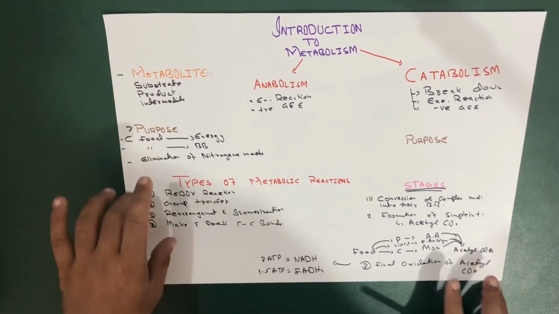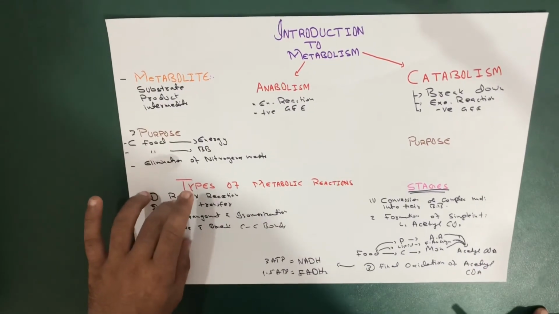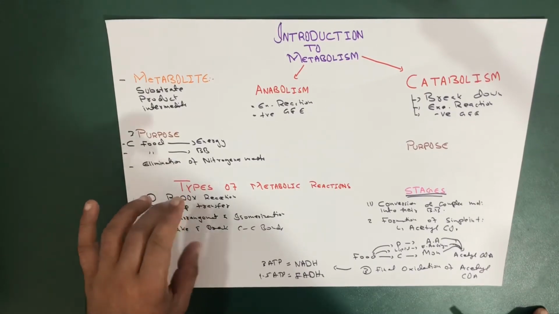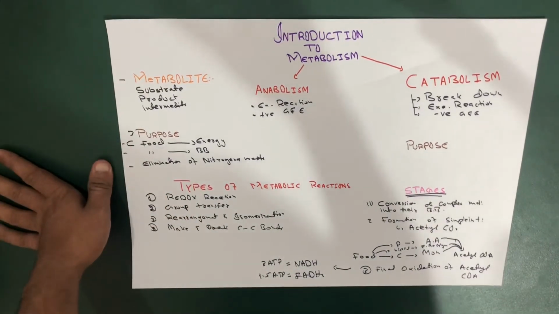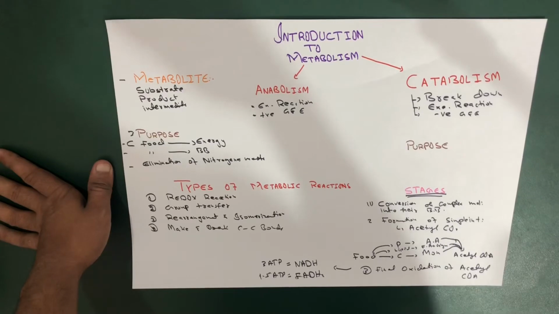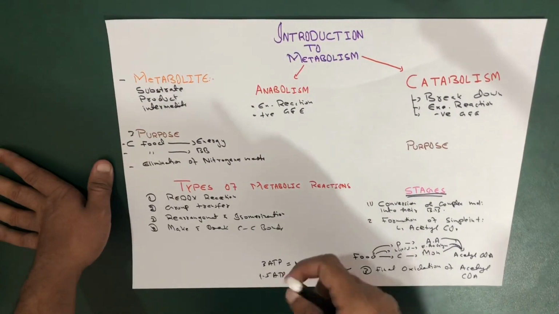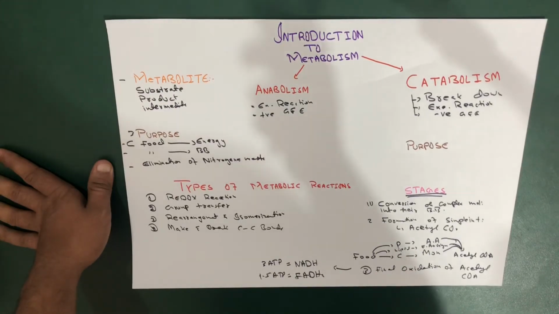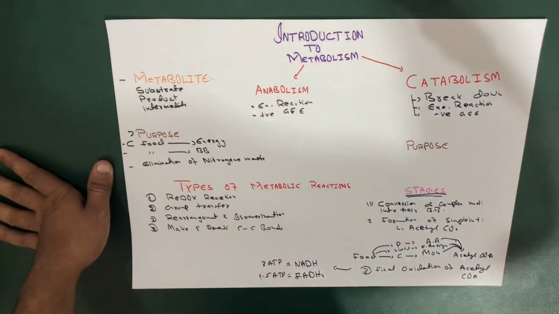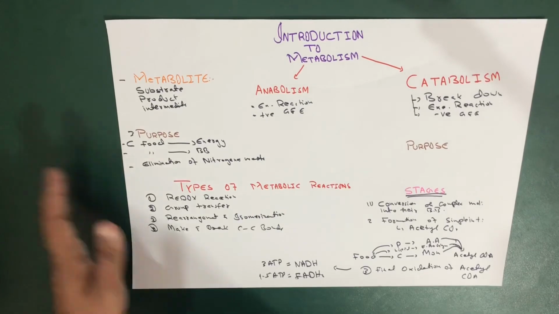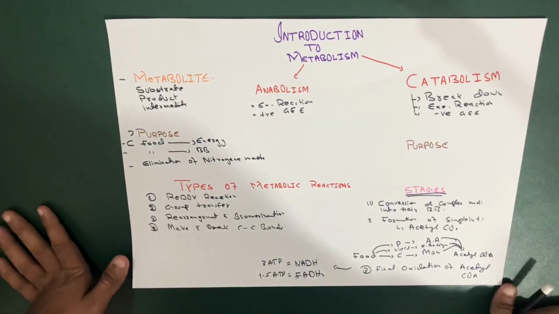One thing more to add: there are many enzymes, around 2,000 enzymes, and each enzyme is specific for specific reactions. That should be clear. All reactions do not go through the same enzyme. There are different enzymes, specific for different reactions. And that's it regarding the introduction of metabolism.